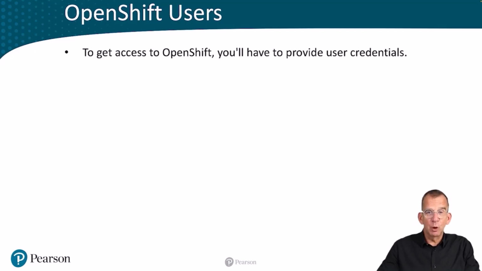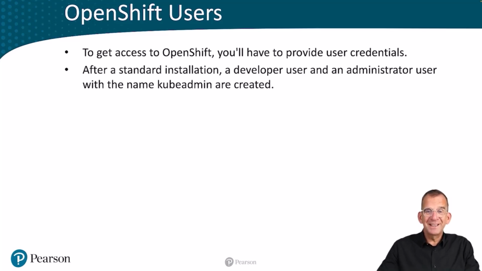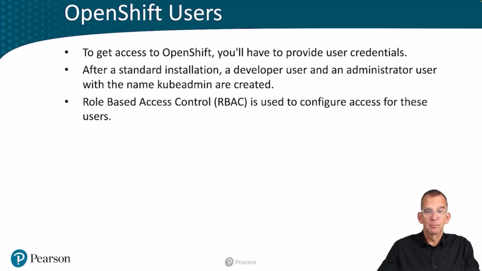Then in OpenShift you have users. To get access to OpenShift, you will have to provide user credentials. That kind of makes sense because you don't want anybody to run applications in your clusters, do you? After a standard installation, a developer user and an administrator user with the name kubeadmin are created. So that is what you will find by default, and if you want anything else, you will need to create these users later.